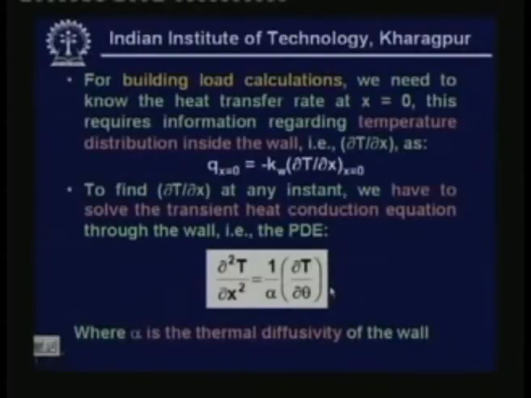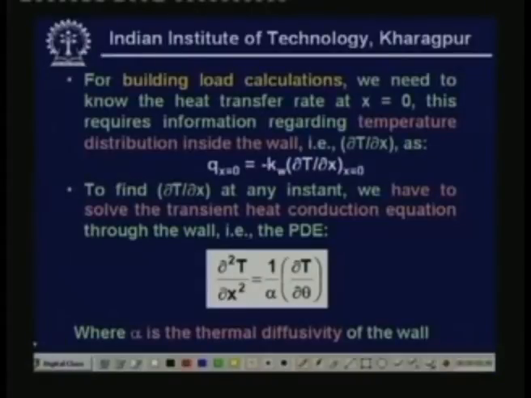Now for building load calculations, we need to know the heat transfer rate at x is equal to 0. As I have already explained to you, we need to know what is the heat transfer rate from the inner surface of the wall to the conditioned space. That means from x is equal to 0 to the conditioned space. This requires information regarding temperature distribution inside the wall. That means we need to know how the temperature distribution is there inside the wall, that is dou T by dou x, because the heat transfer to the conditioned space, as I have said, is given by this expression minus kW dou T by dou x at x is equal to 0.